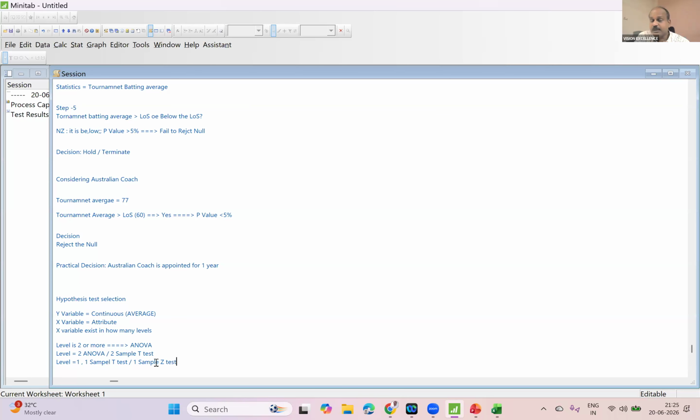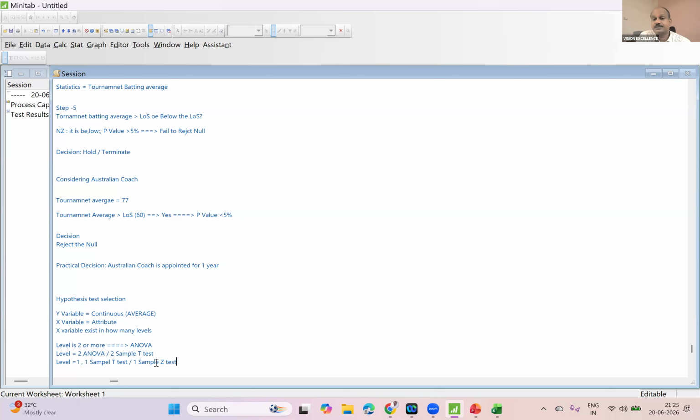What do you think, all of you? Will primer have a significant effect on the adhesive strength or not? Yes, sir. That means you are telling primer is critical to adhesive strength. That means your statement is the alternate hypothesis. And the opposite, primer is not critical, is the null hypothesis. The first step is over. Second step, alpha equal to 5%. That means you should consider a 95% confidence level. So the second step is also over.